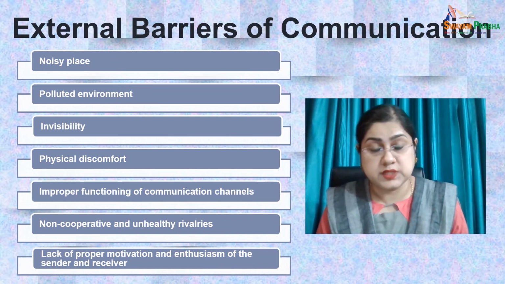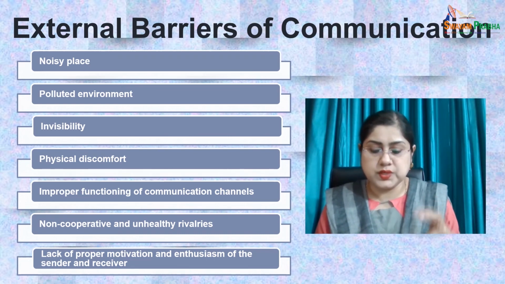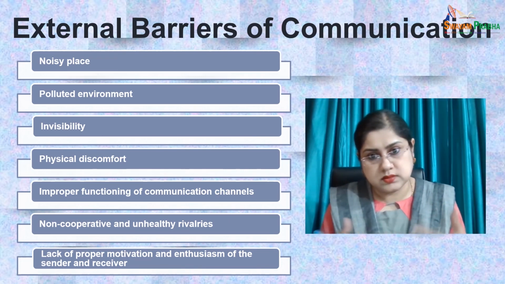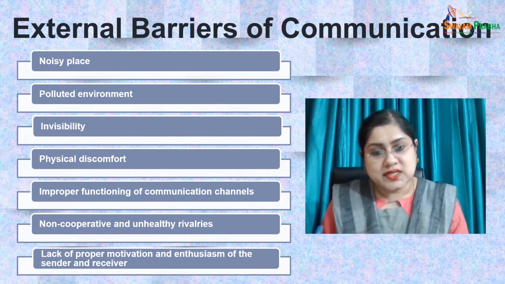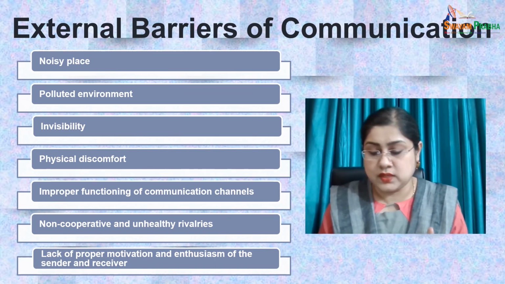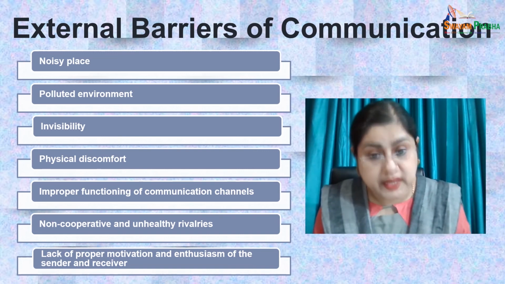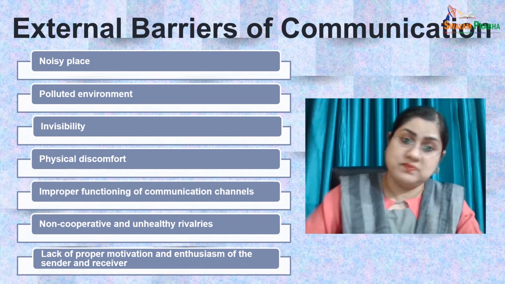At that particular moment, this physical discomfort in the environment, maybe one of the examples is the seating arrangement, can be the external barrier, which is going to distract the person who is receiving the message, because the focus is right now shifted to the seating arrangement or to the physical discomfort which this person is feeling. So this is also one of the external barriers.